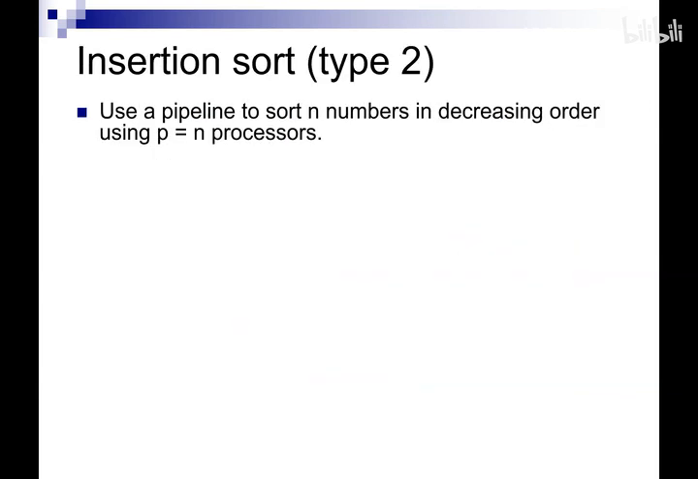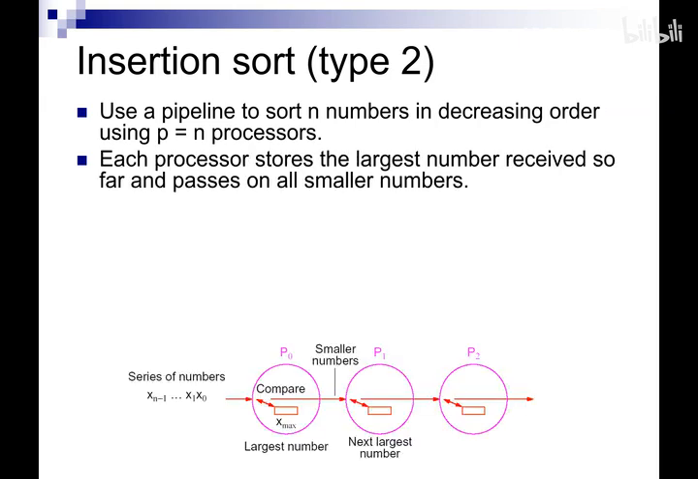Okay, another example of this would be, so now here we have an example of the type 2 pipeline where you process multiple pieces of data in the pipeline. And so here, suppose we look at insertion sort, okay? So insertion sort, what we're going to have is, we're going to be sorting, let's say, n numbers, and then we're going to use n processors to do this. And we're trying to sort the numbers, let's say, in decreasing order.